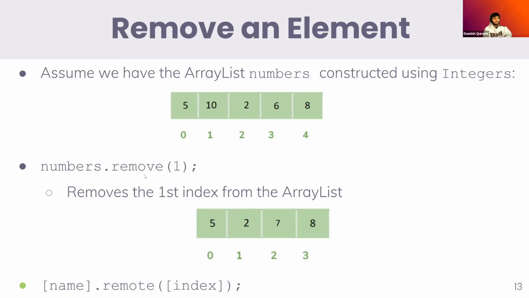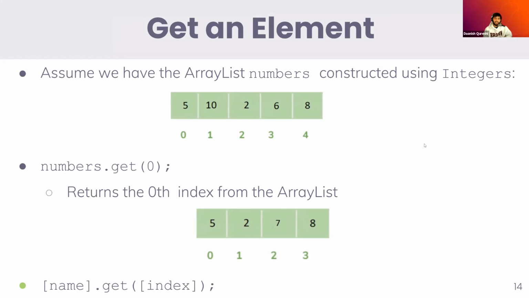So we are now taking away that first element. And now it becomes 5, 2, 6, 8 because that 10 is missing. And the length changed from 4 total indexes to 3 total indexes. And the syntax, once again, is name dot, and it should be remove with a V instead of a T, but I'll change that later. So it's name dot remove, and then the index.